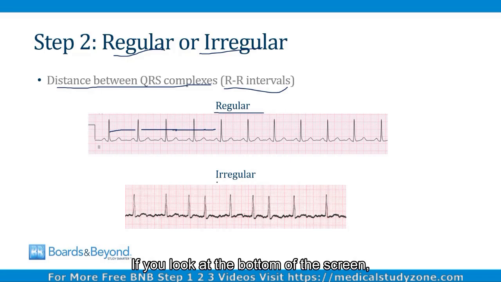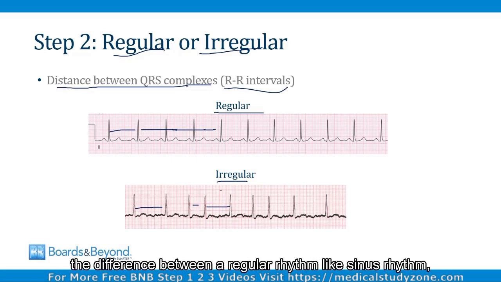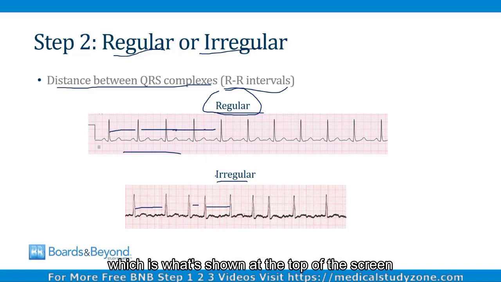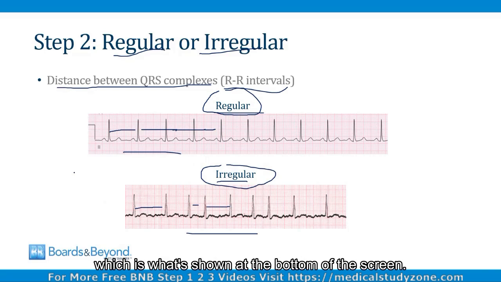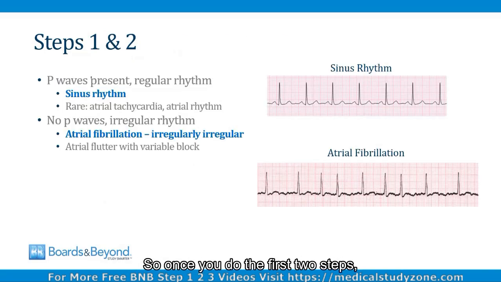If you look at the bottom of the screen, this is an irregular rhythm. We have a long distance here, followed by a short distance here, and then a long distance here. So you should be able to quickly recognize the difference between a regular rhythm like sinus rhythm, which is shown at the top of the screen, and an irregular rhythm like atrial fibrillation, which is shown at the bottom of the screen. Once you do the first two steps, you can often put together a diagnosis for what's being shown on the EKG.